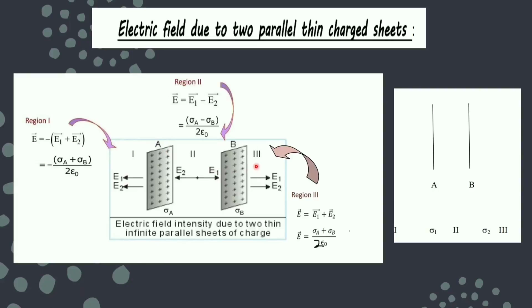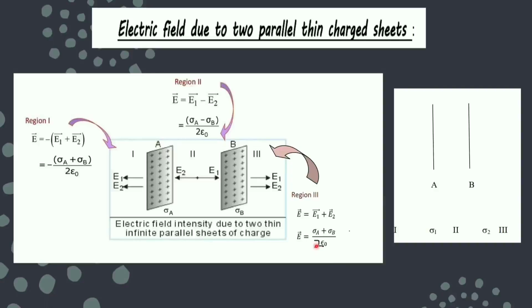Similarly, if I take the third region, you can see E1 and E2 both are in the same direction, towards right. Again they are to be added but with a positive sign, so it will be equal to sigma A plus sigma B upon 2 epsilon naught.